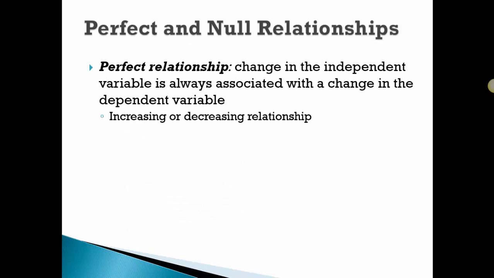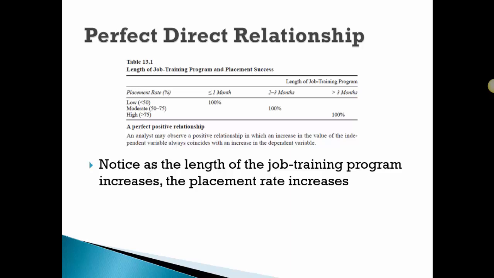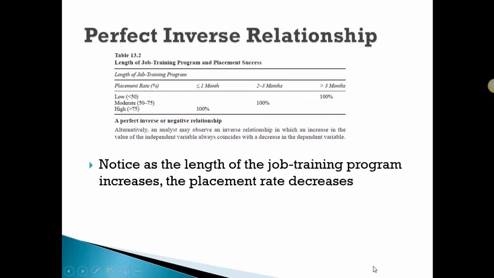Let's just talk a little bit about the kind of relationships that you might see. A perfect relationship means the change in the independent is always associated with the change in the dependent. It could be increasing or decreasing. A null relationship means that change in the independent is as likely to coincide with an increase or a decrease, or no change, in the dependent variable. So here's an example of a perfect direct relationship. Notice as the length of the program increases, the placement rate increases. A very profound, direct, perfect relationship. There's an inverse relationship. Notice here as the length of the job training increases, the placement rate decreases.